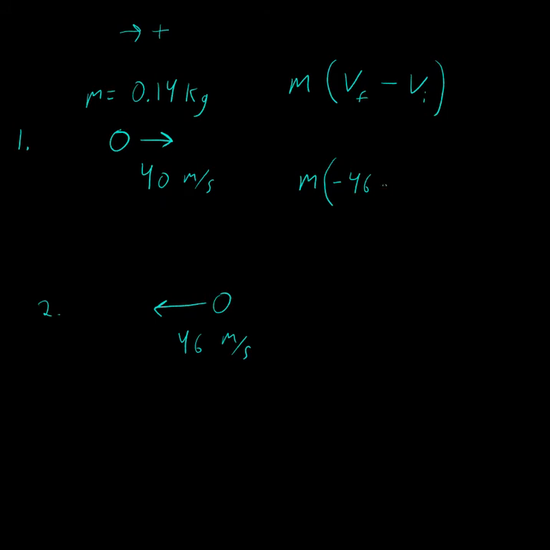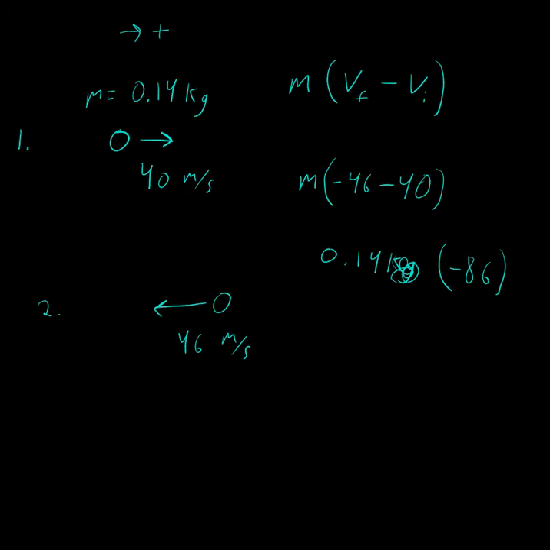I'm going to suppress units just to make things look a little clearer. And we'll be subtracting from that 40 meters per second. Again, I'm going to suppress the units. And so that will be all multiplied by our mass. So we can rewrite this as 0.14 kilograms. Again, I'll suppress that as well. Negative 46 minus 40 would be negative 86. And so the change in our momentum would be 0.14 times negative 86.